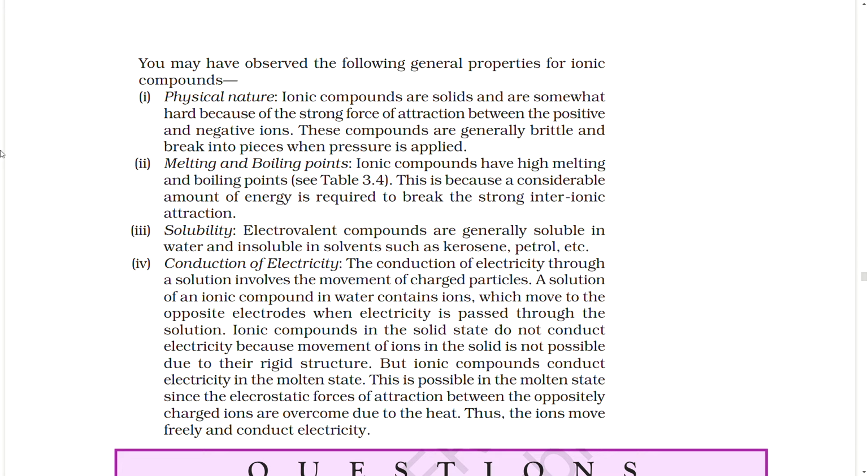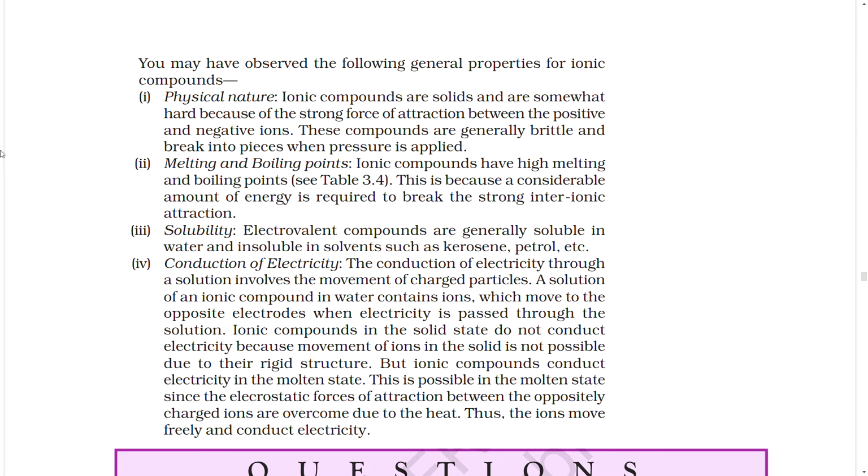3. Solubility. Electrovalent compounds are generally soluble in water and insoluble in solvents such as kerosene, petrol, etc. 4. Conduction of electricity. The conduction of electricity through a solution involves the movement of charged particles. A solution of ionic compounds in water contains ions which move to the opposite electrodes when electricity is passed through the solution. Ionic compounds in the solid state do not conduct electricity because movement of ions in the solid is not possible due to their rigid structure.